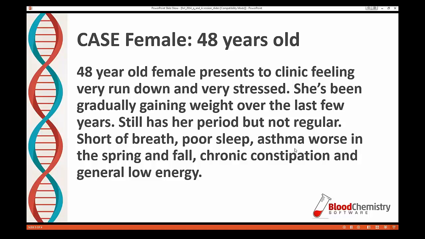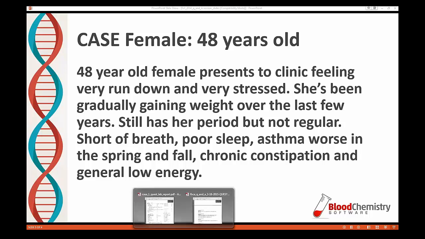Chronic constipation, telling me that there's probably GI issues going on. I can't remember exactly how many bowel movements she's having a week, but that's the question you have to ask, because some people think it's normal to only have 3 bowel movements a week. So when they say they're chronically constipated, they may be having 1. I had a patient once who was going to the bathroom once a week, and that is just not right. And generally having low energy.